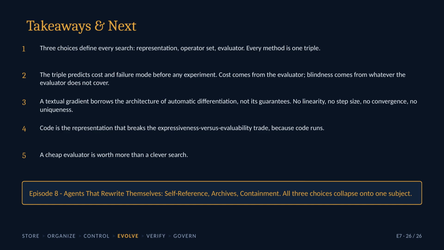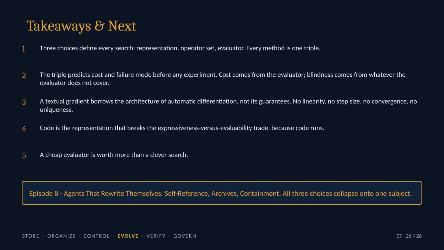5 takeaways. 3 choices define every search: representation, operator set, evaluator, and every method is one triple. The triple predicts cost and failure mode before any experiment. Cost comes from the evaluator, and blindness comes from whatever the evaluator does not cover.